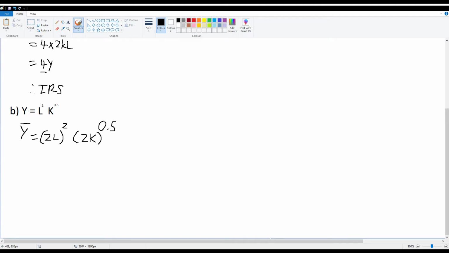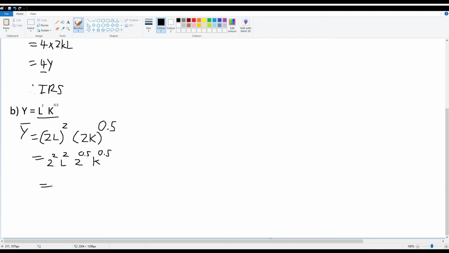We can probably see we're going to want this again, this L squared and the K to the half. The best way to do this is, again, get those 2's out the front. So I can rearrange this. 2L squared is equal to 2 squared multiplied by L squared, and 2K to the half is equal to 2 to the half times K to the half.